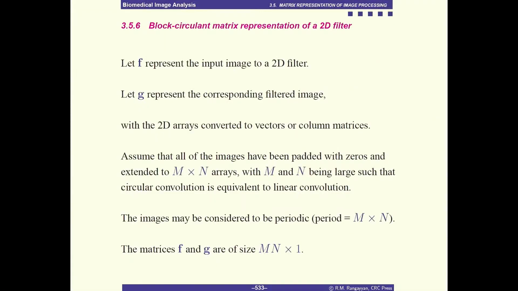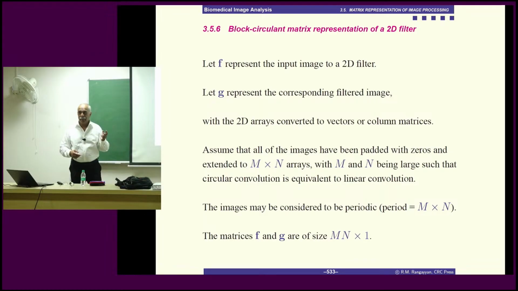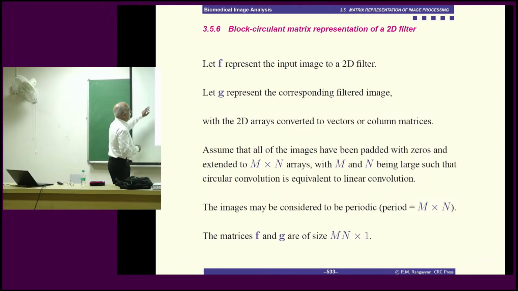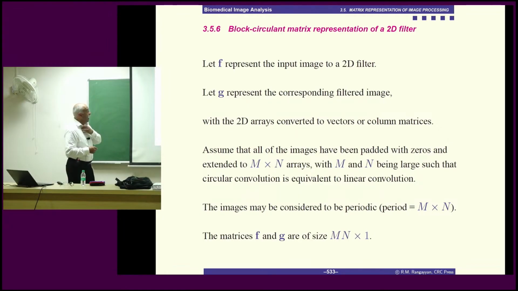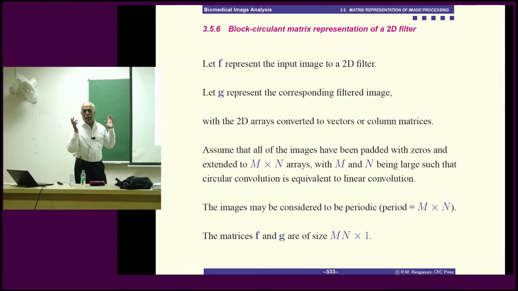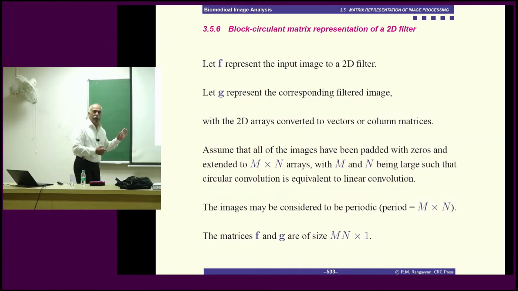Okay, now the next step. To do this in 2D, f represents the input image now to a 2D filter, and g is the corresponding filtered image. The 2D arrays have been converted to vectors or column matrices. So we will assume all of these have been padded with zeros extended to m by n, and if you don't want m by n, make it n by n. These are mn by 1, let's say.